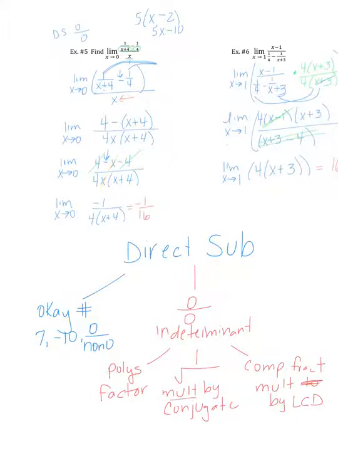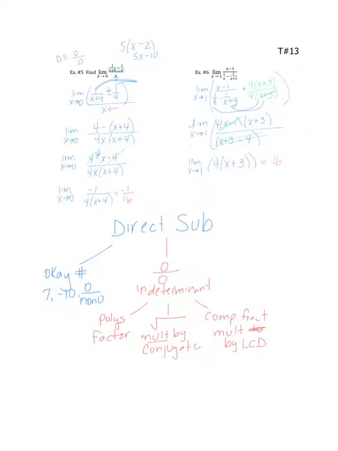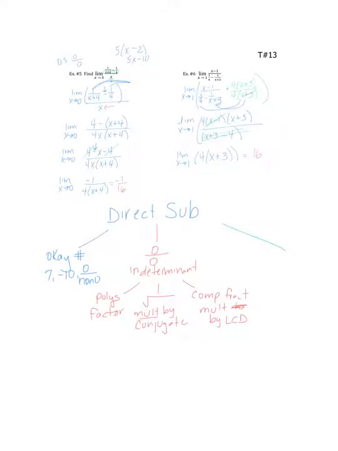And then the third case is a case that we will deal with a little bit later. What happens when you get a non-zero over 0? So when you do direct sub and you get 5 over 0 or negative 10 over 0, that's a case that we haven't really talked about, but fear not. We will discuss that tomorrow and then you'll know.